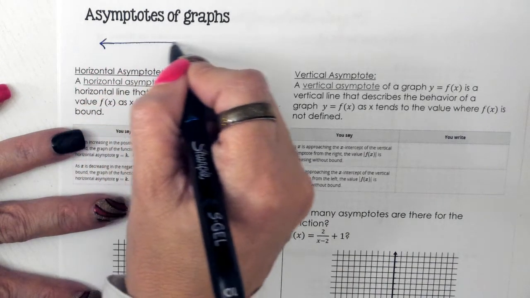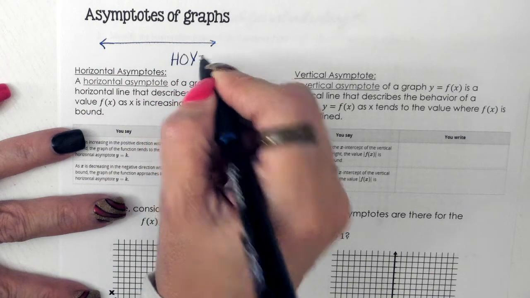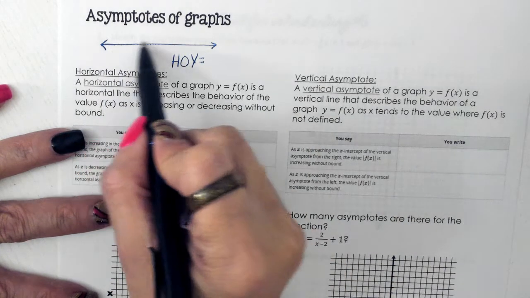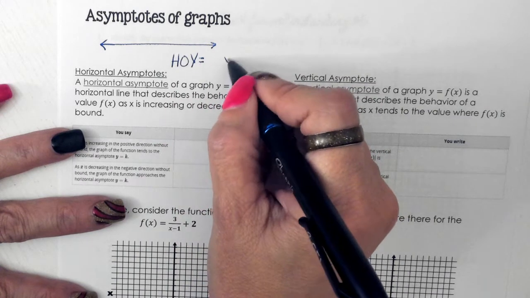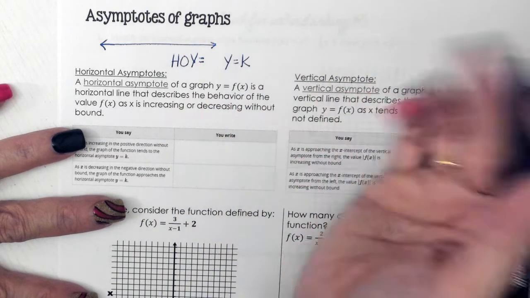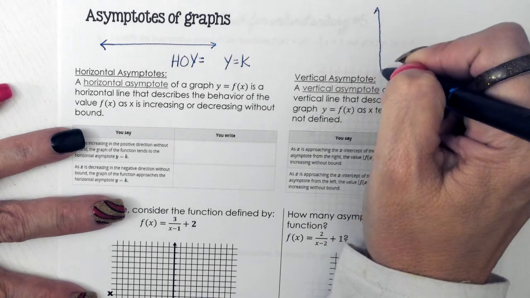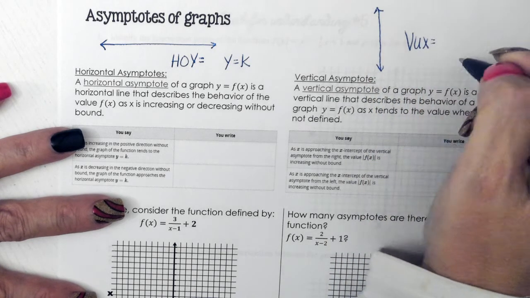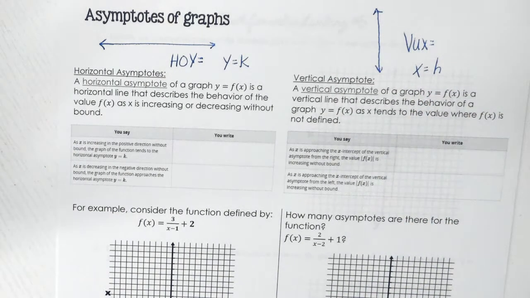If you have a horizontal asymptote, remember, anytime you're doing a horizontal line, it is the word hoi. Horizontal is the word hoi. It's y equals, and when you're doing an asymptote, we usually say it's y equals k. It equals some constant value. If you have a vertical asymptote, well, remember the word that goes with vertical is the word vux. Vux is x equals. Usually we say x equals h. H is just some value, some number that it's going to equal.